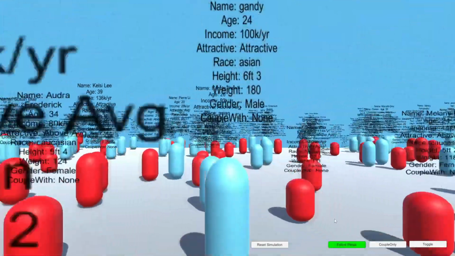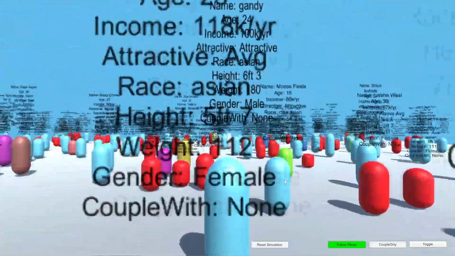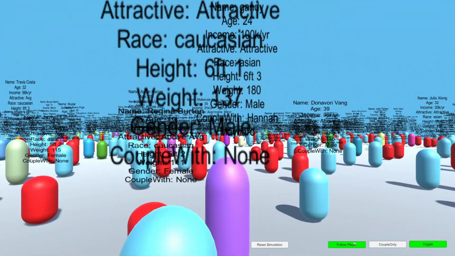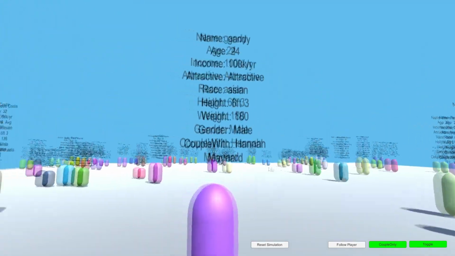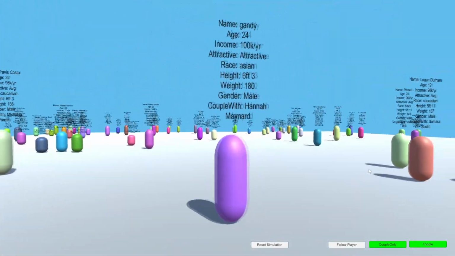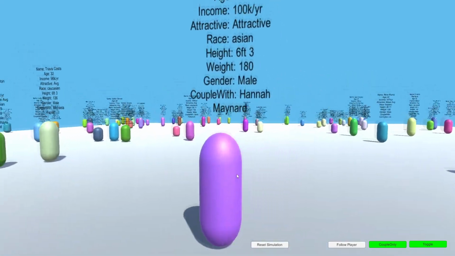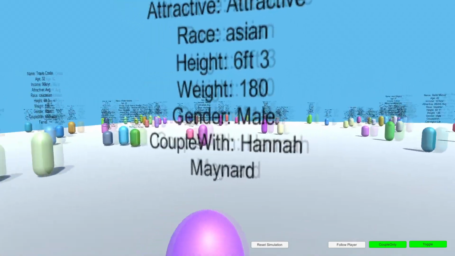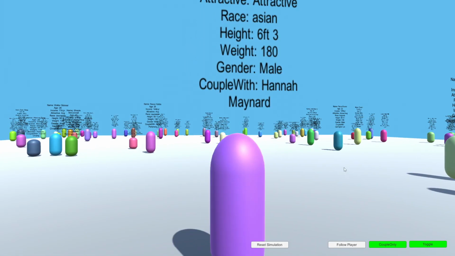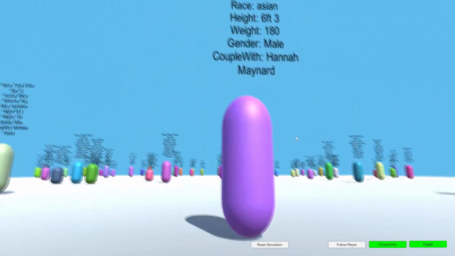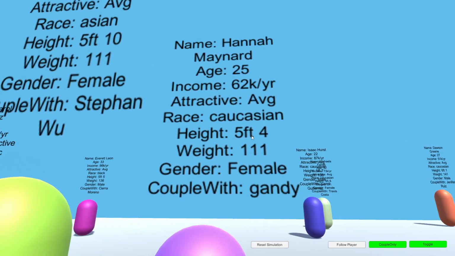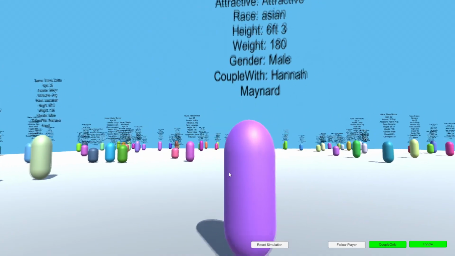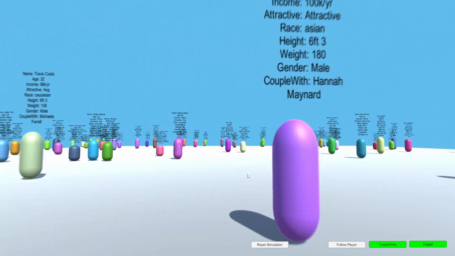But anyways, let's run. Let's see. Will I be able to find someone with my amazing stats? And it turns out I do find somebody. Not a surprise. I am a pretty good match, considering I have max of everything. Let's see, I am a couple with Hannah Maynard. Also, I added names because it gives them a little bit more personality, not just some random cylinders. So I am a couple with this person, and this person's average and poor. What am I doing? But it turns out that we were able to have a happy relationship.